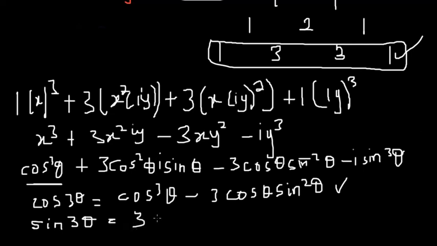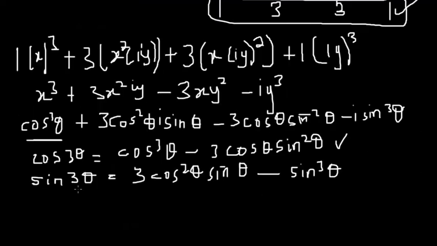So we have 3 cos squared theta. So i will be here, but you can decide to just omit it, because you know that that portion is just the imaginary. And then we have sine theta. And then we have i over here, so we have minus sine cubed theta.